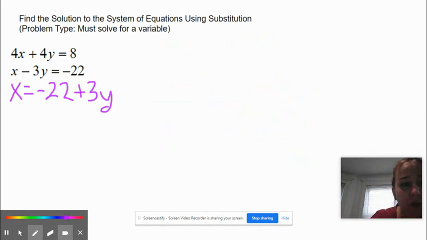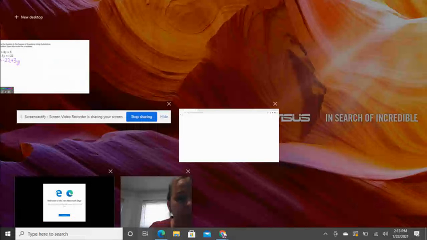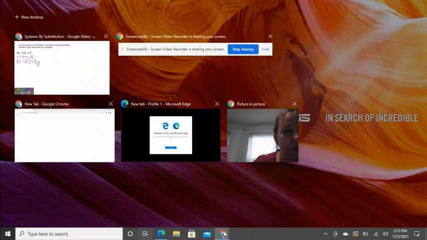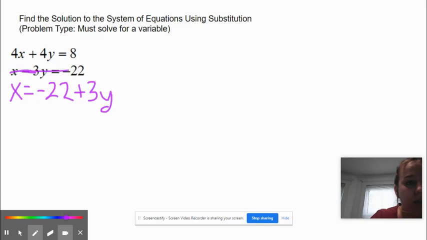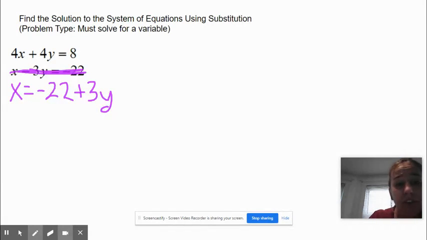Okay, so I rewrote it. I'm going to cross out the one I manipulated because I don't need it. Now I'm going to take this and plug it in. x equals this thing. So I'm going to plug it in for the x right there.